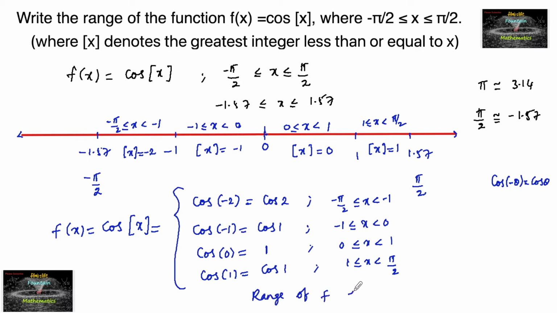and hence we can conclude that the range of the given function f can be taken as 1, cos 1, and cos 2. So this is the answer. Okay, thank you.